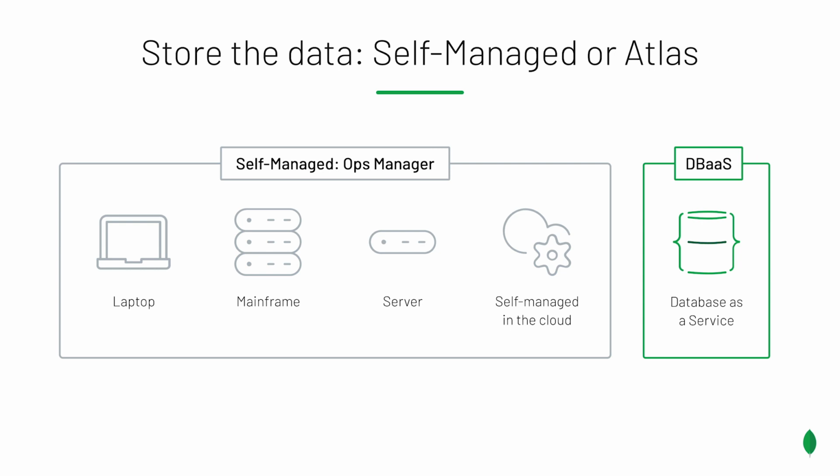Atlas, or MongoDB's Database as a Service, is where MongoDB will manage and automate your deployment in one or many public cloud providers. These providers are currently Amazon's AWS, Microsoft's Azure, or Google's Cloud Platform. MongoDB and its team will manage and maintain your databases. Additionally, all of the same tooling and features available in Ops Manager are available in Atlas.